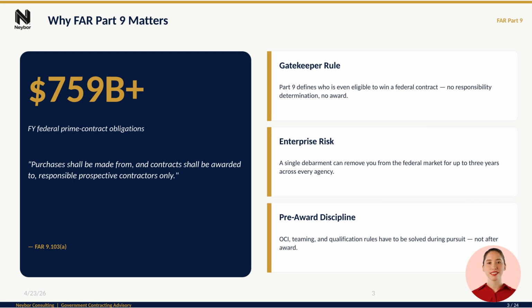First, Part 9 is the gatekeeper. If the contracting officer cannot make an affirmative determination that you are responsible, you do not get the award, even if your price is low. Second, these rules create enterprise risk. A single debarment can sideline your firm for up to 3 years across every federal agency simultaneously. Third, the hardest issues, conflicts of interest, teaming arrangements, product qualifications, all have to be addressed during pursuit, not after award. Waiting is how deals unravel. Keep those 3 ideas in mind as we go.